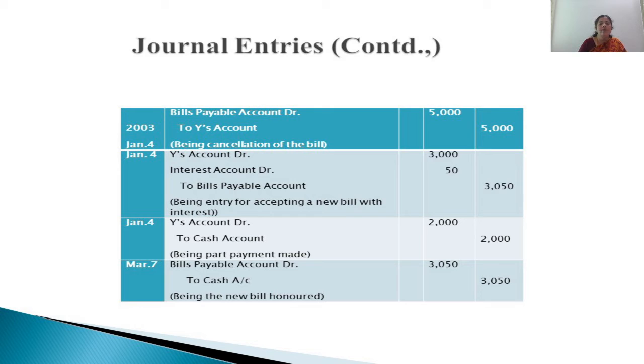So this is how we have to pass journal entries in the books of the drawer in case of this accommodation bill, but we had dishonored the original bill. Then we made part payment to him. We requested him to draw another bill on which we made payment on the succeeding or the next due date.